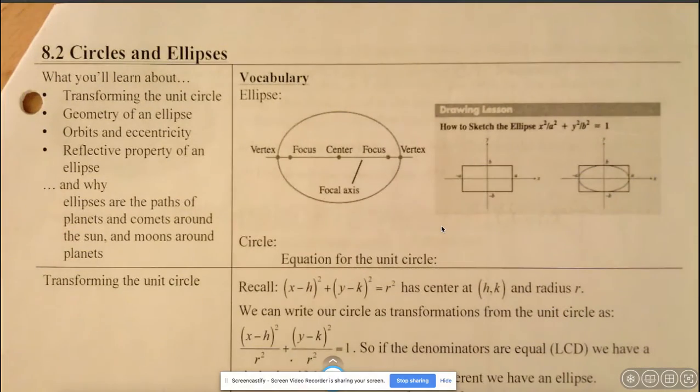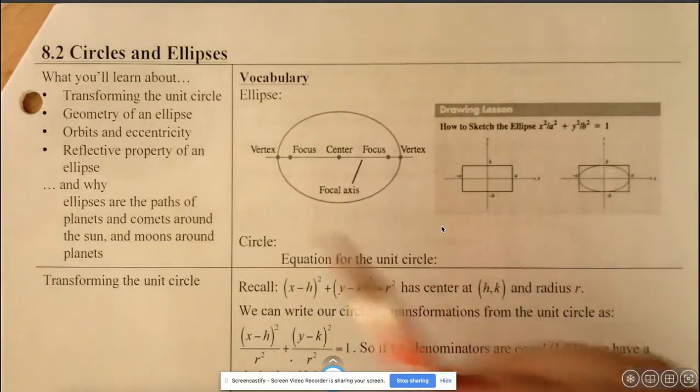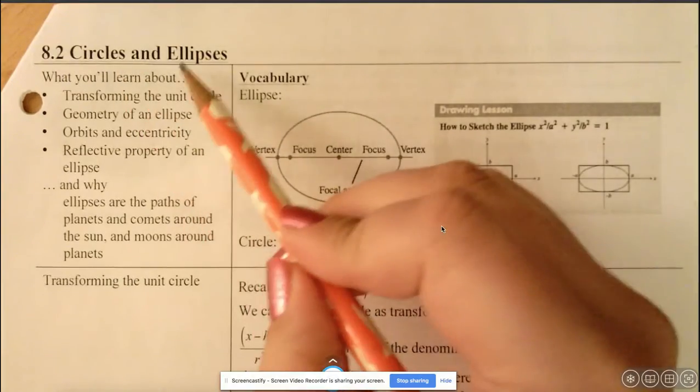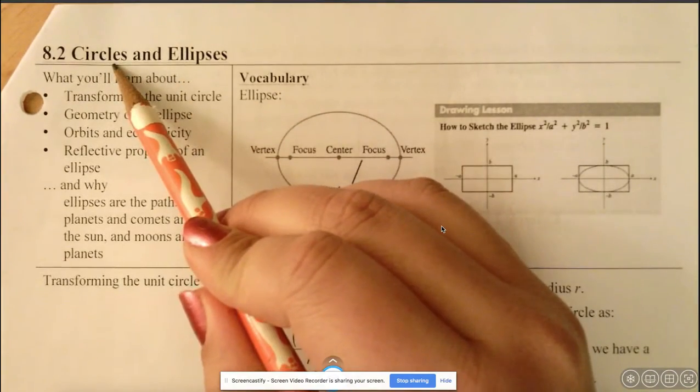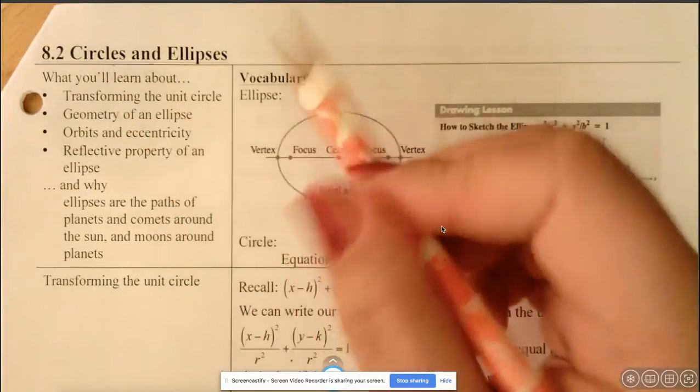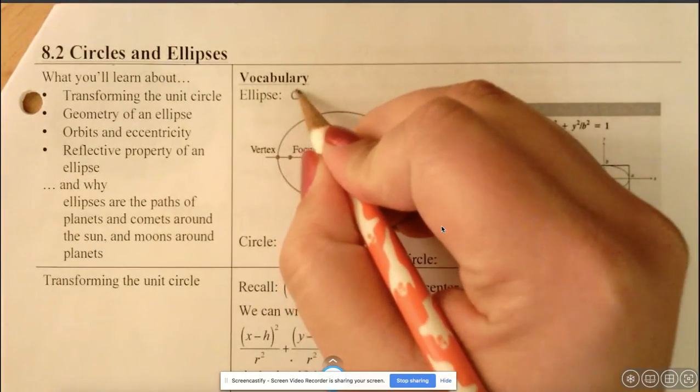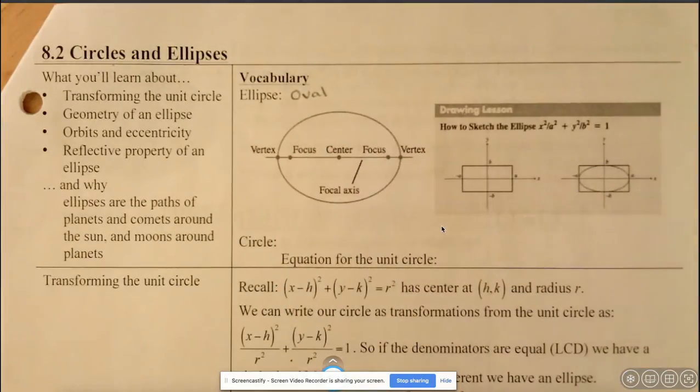All right, so 8.2 is about circles and ellipses. Remember, 8.1 was about conic sections in general, and then specifically about parabolas. So our second type of conic sections are ellipses, and a circle is a special case of an ellipse. Often when we think of ellipses, we call them ovals, but an ellipse is like an elongated circle.